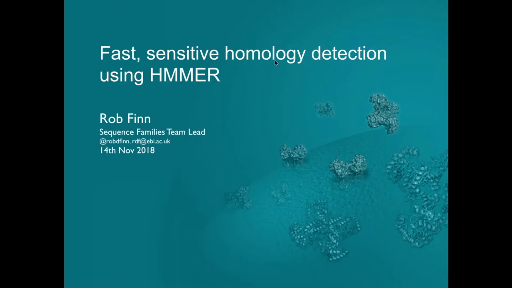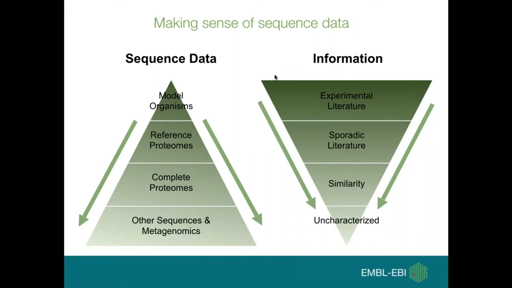So why are we interested in doing sequence similarity searches? In this little cartoon of how I'd like to represent sequence space, on the left-hand side we're trying to represent sequence data. At the apex of that triangle, there are a few model organisms that represent a tiny fraction of sequences. On the right-hand side is the amount of information associated with those. Now, these aren't drawn to scale, this is very much a cartoon.